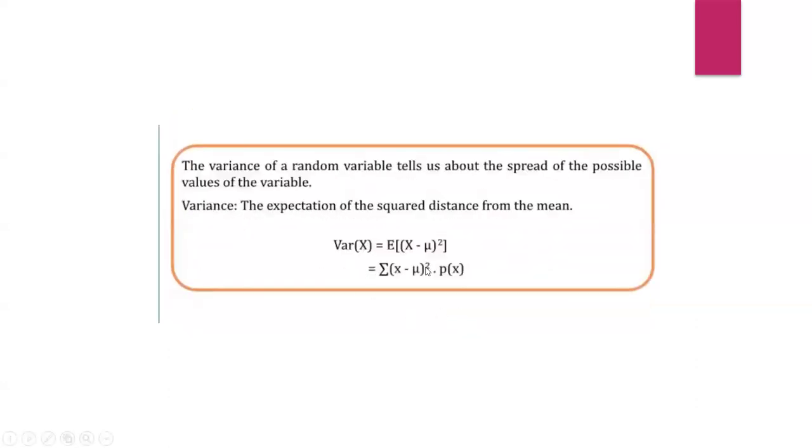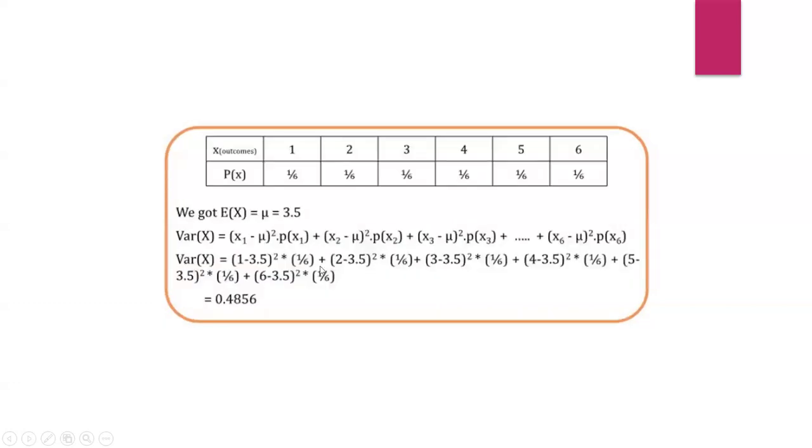So now you can see this one. This is what we have seen, right? Expectation of (x minus mu) the whole square. That's what we are doing here: (x1 minus mu) the whole square times probability of x. When you sum it up, we get 0.4856. Correct? I hope this is very clear to you. If you have any questions, you can definitely ask me. Thank you.